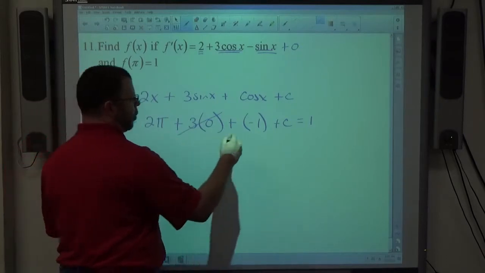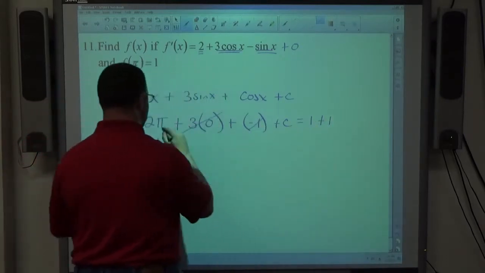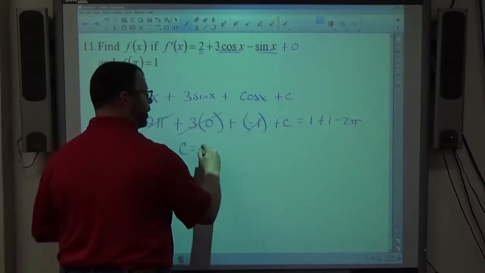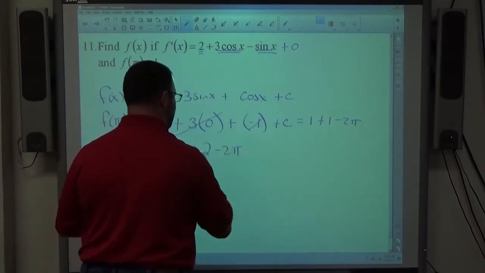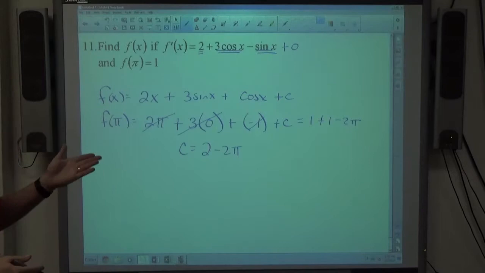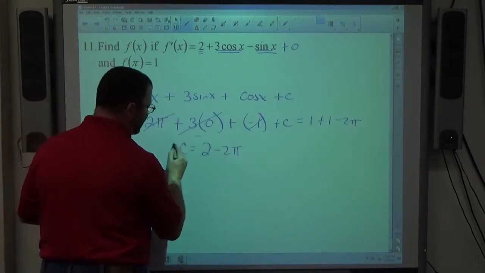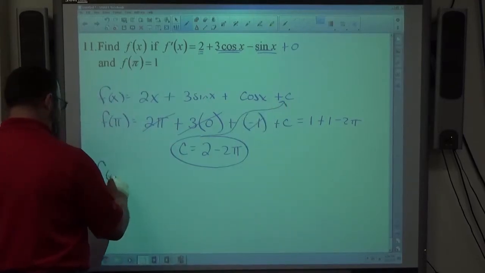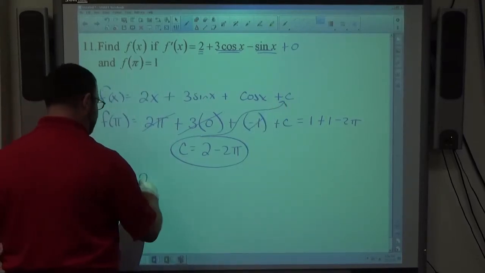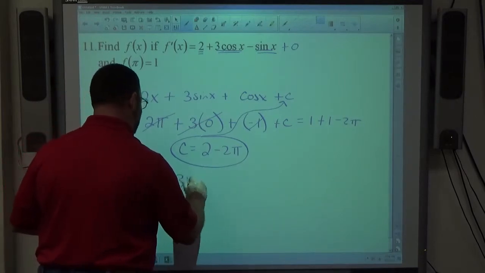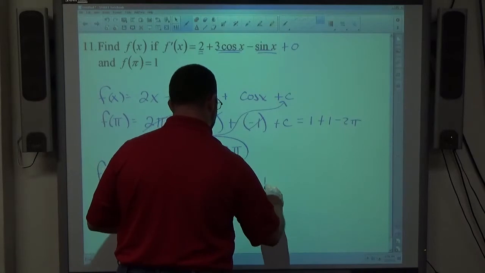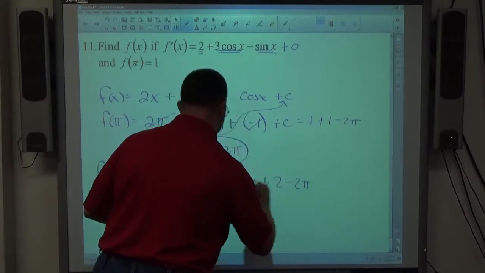So if I move the 1 over and the 2 pi over, I end up with c equaling 2 minus 2 pi. And I'd like to keep it as that, 2 minus 2 pi. That's an exact value for c. So that just means that this value c is supposed to go right there. So my f of x is 2x plus 3 sine of x plus cosine of x plus 2 minus 2 pi.